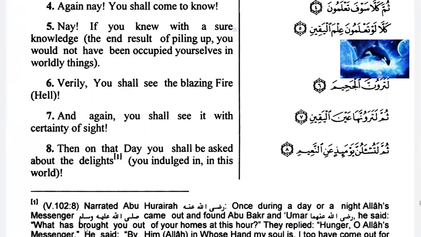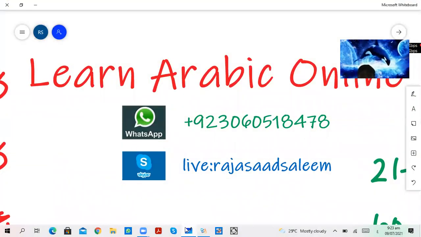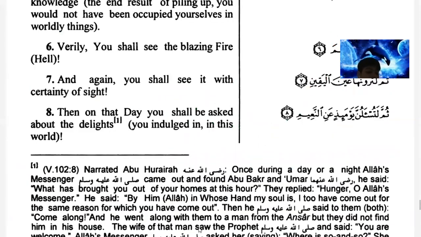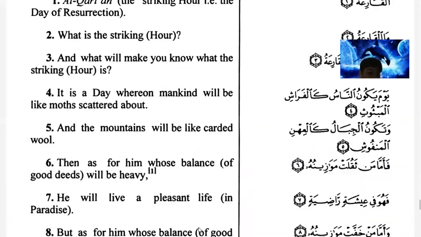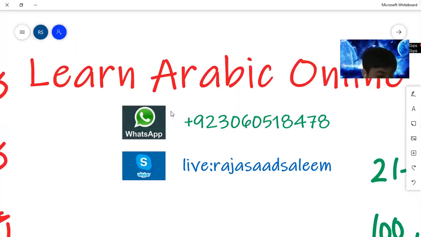Recite Surah Al-Qasr without looking at the Holy Quran. Okay. Now we have Surah Al-Qariah. Recite Al-Qariah without looking at the Holy Quran.